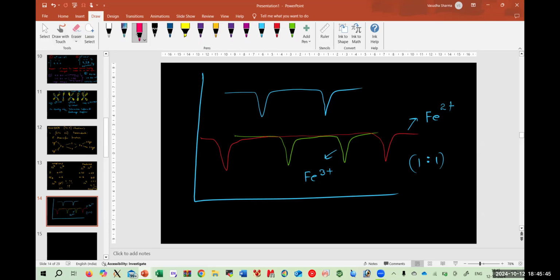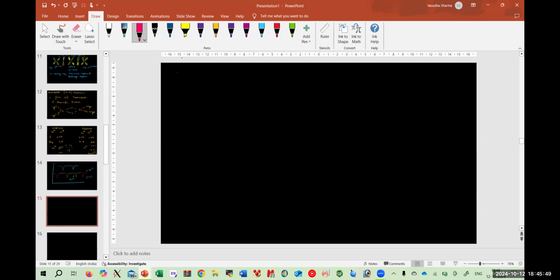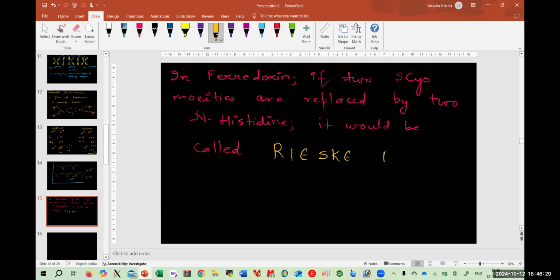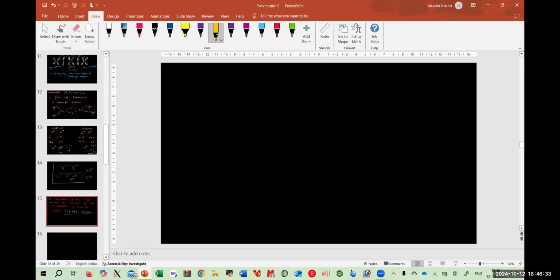If we change two of the cysteine moieties in ferredoxin, if two are replaced by two N-histidine, then how will the spectra look? That would be called a Rieske protein.